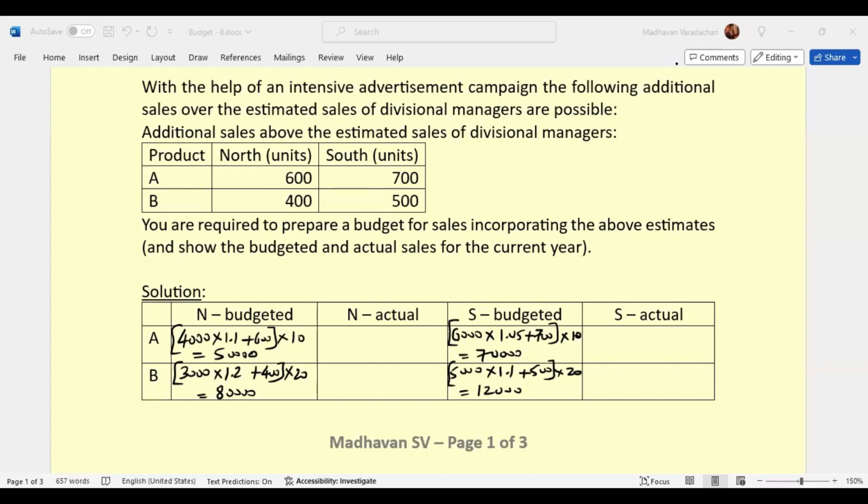Now for actual sales, it is directly given. For product A, it is 5,000 at 9 rupees, 45,000. And for this B, it is 2,000 at 21 rupees. That will work out to 42,000.